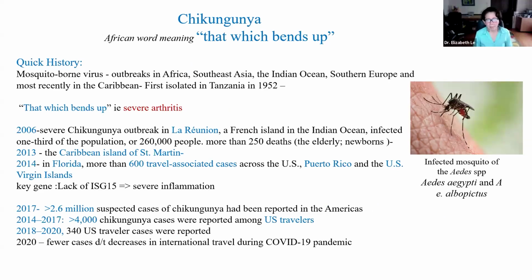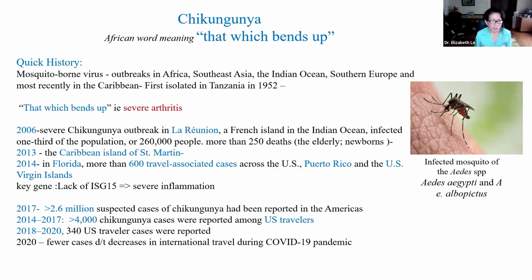Okay, so maybe some of you have thought about or have seen or have dealt with patients with chikungunya. It's an African word meaning that which bends up. A quick history about it. It is a mosquito-borne virus. Outbreaks in Africa, Southeast Asia, the Indian Ocean, Southern Europe, and most recently in the Caribbean. First isolated in Tanzania in 1952. This is the kind of infected mosquito that we're talking about, the Aedes genus, Aedes aegypti or Aedes albopictus. So that which bends up means severe arthritis.